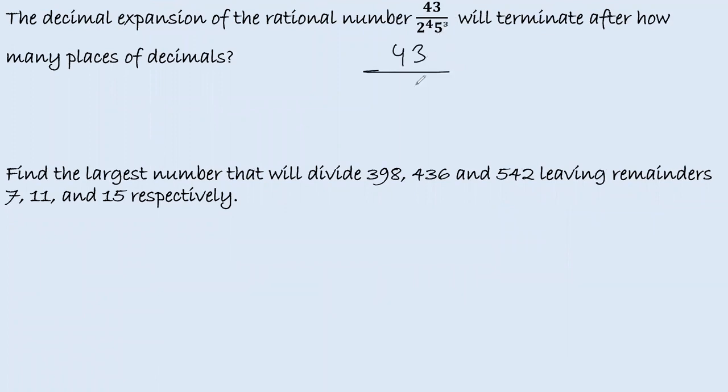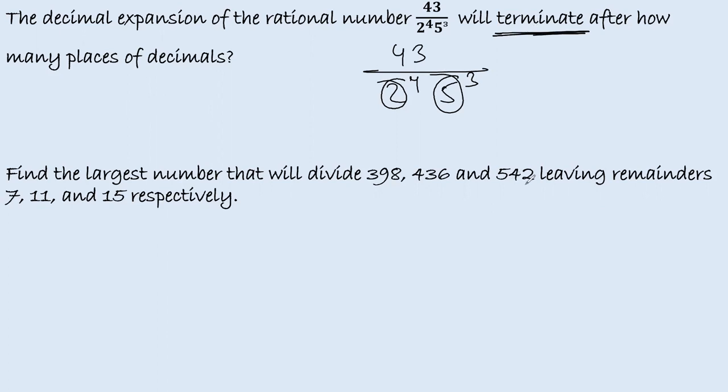The number is 43 by 2 power 4 and 5 power 3. Will it terminate after how many places of decimal? Everyone, you know that in the denominator, one of the bases is 2 and one of the bases is 5, and 2 multiplied by 5 is 10. So this is for sure: whenever you have 10 as a denominator with any power, it's a terminating rational number.